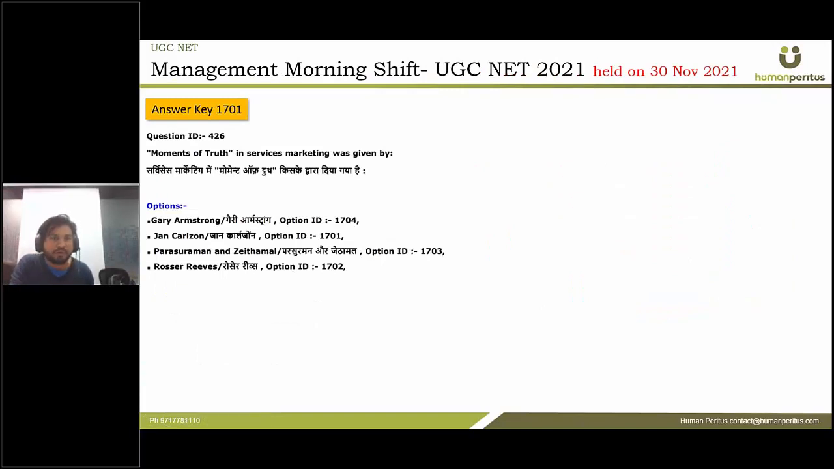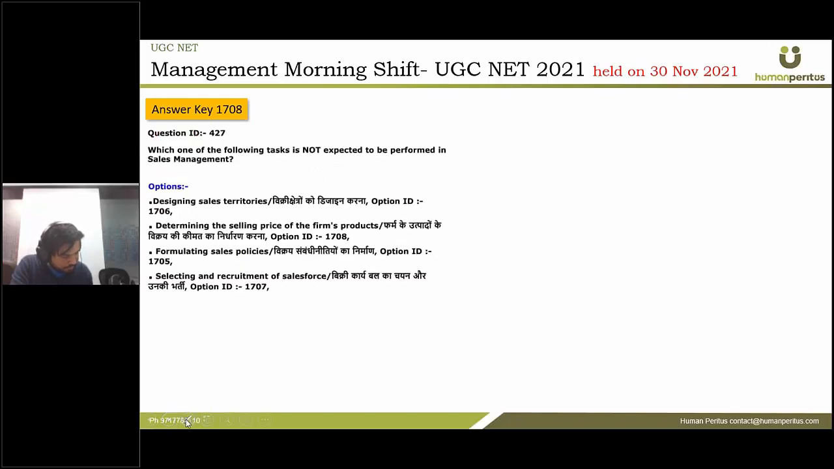All right. So moment of truth in service marketing was given by. There are 4 options. Basically, Moment of Truth is actually a book which is written by Jan Carlson. So what does it say? It says whenever customer and the organization come in contact, after purchasing, there is always an opportunity to improve your image or rather change the image. So this concept is given by Jan Carlson. Therefore, answer is 1701.